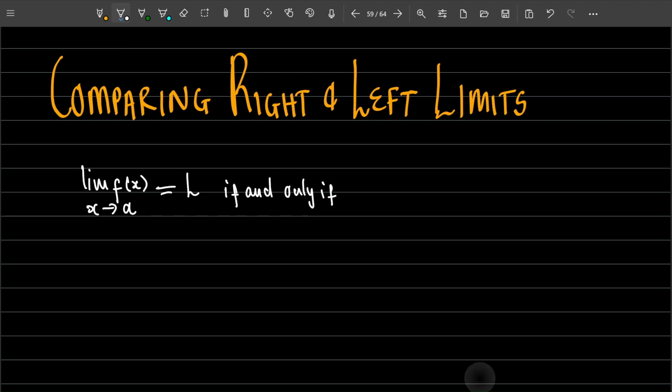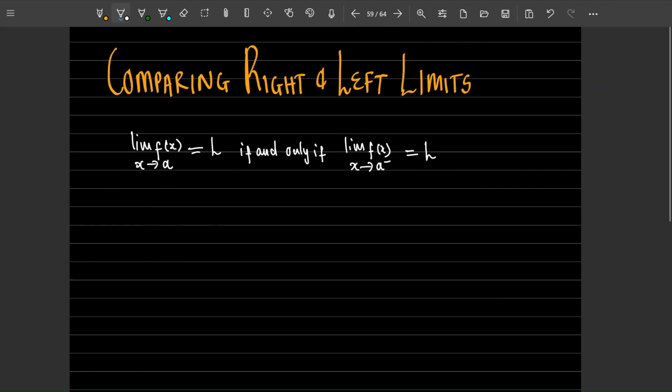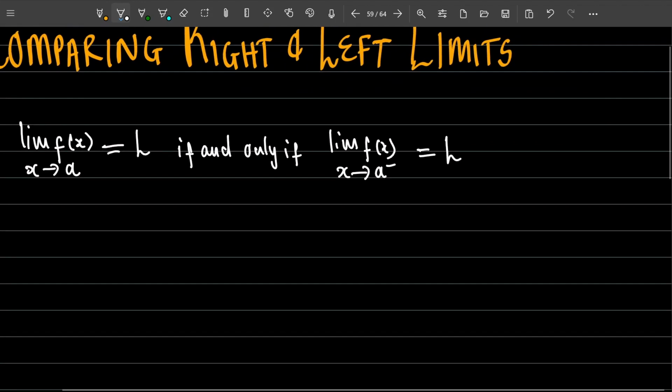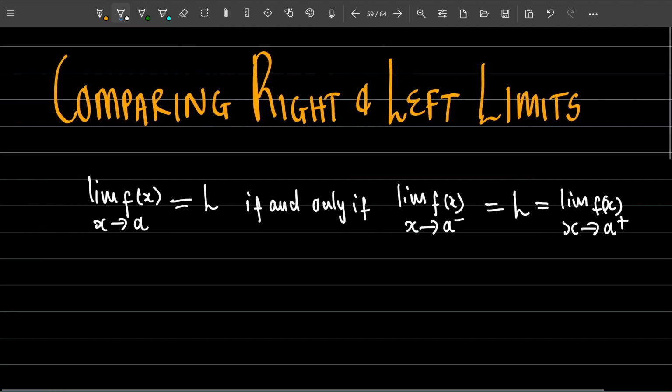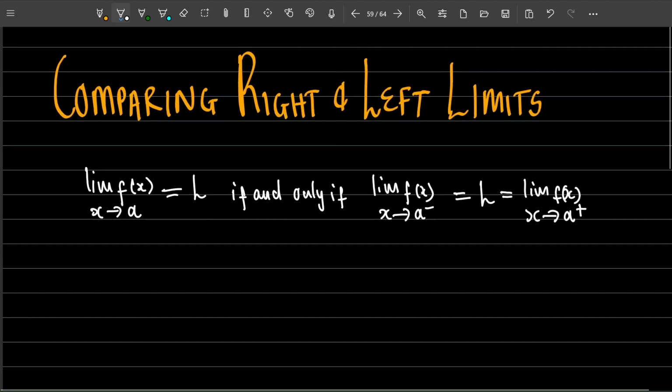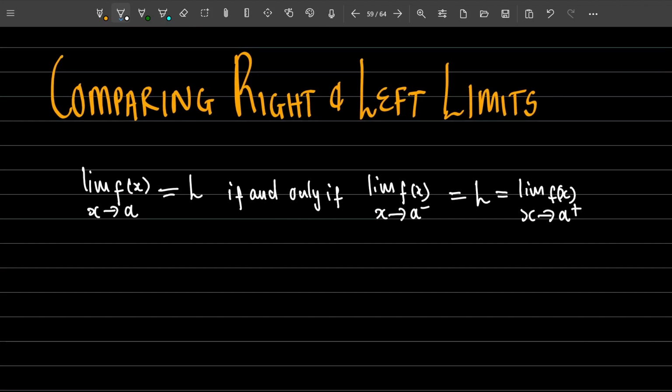In other words, it exists if and only if the left-hand limit, the limit of f of x as x approaches a from the left, is equal to that L, and the limit of f of x again as x approaches a from the right is also L. So the two-sided limit will exist if and only if the one-sided limits are equal.